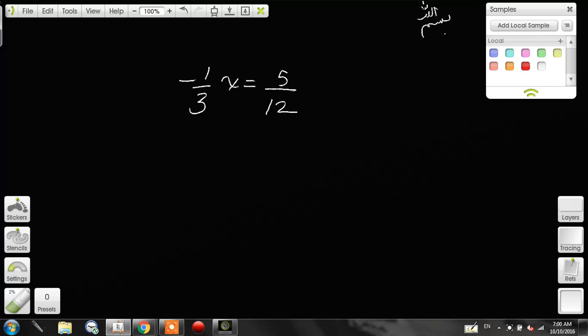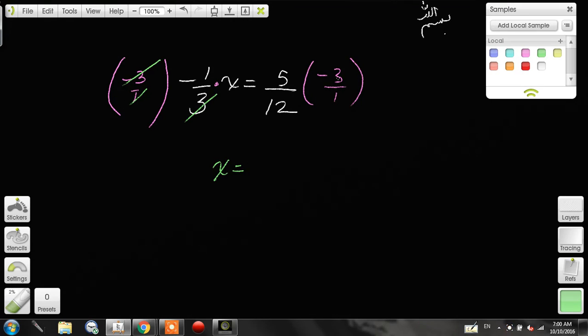Okay? We do the same thing. It's negative 1/3 times x, so we multiply both sides by the reciprocal of this, or just by negative 3. Okay? It's by negative 3, or negative 3 over 1, you can say. So then you have negative 3 divided by this, so this becomes just x.